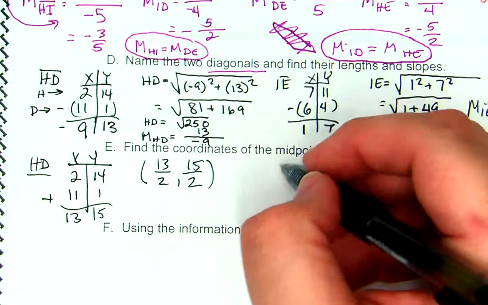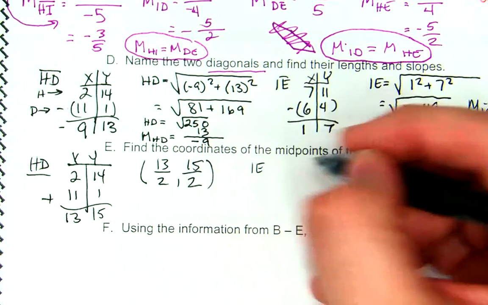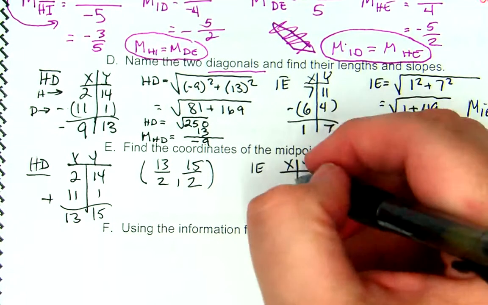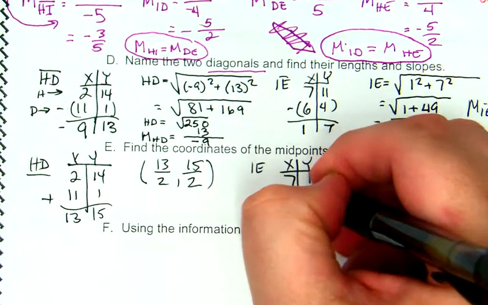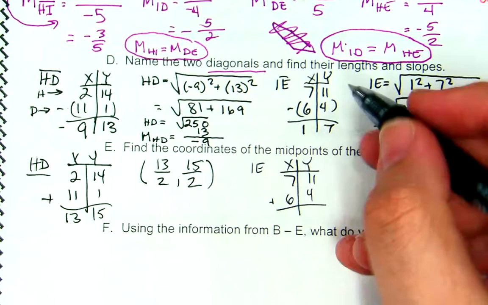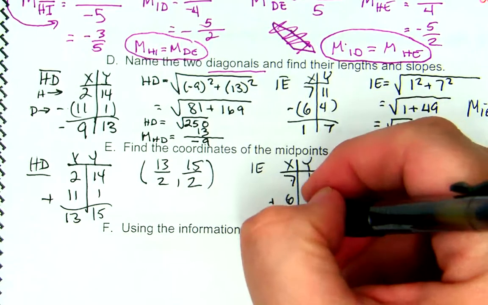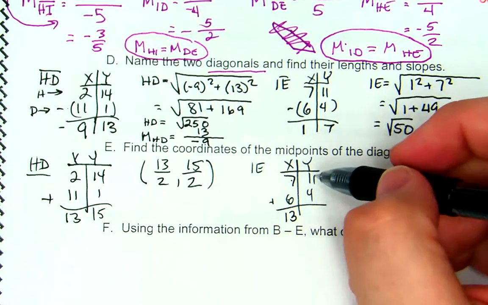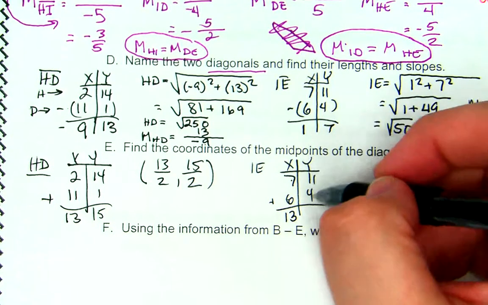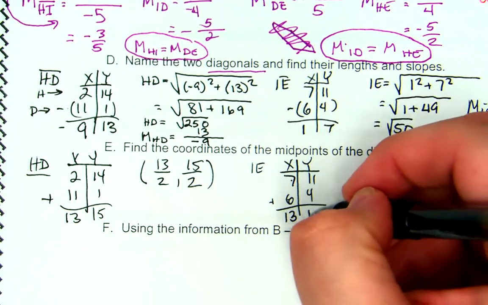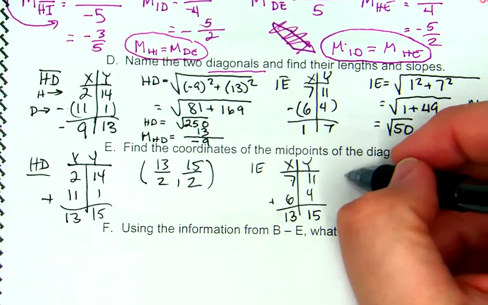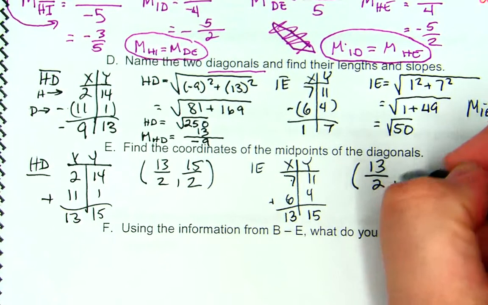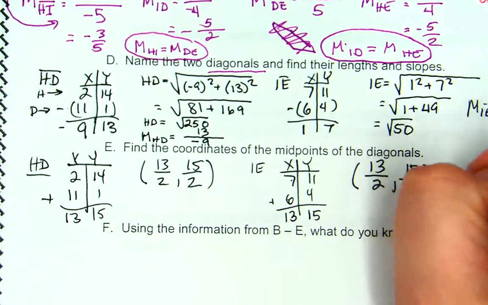And now I need IE. I just take the points from up here, 7, 11, 6, 4, add them up. 7 plus 6 is 13. 11 plus 4 is 15. So the midpoint is going to be 13 divided by 2, 15 divided by 2.